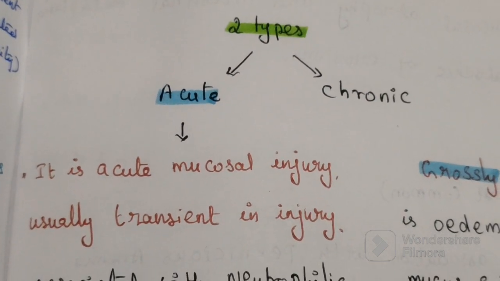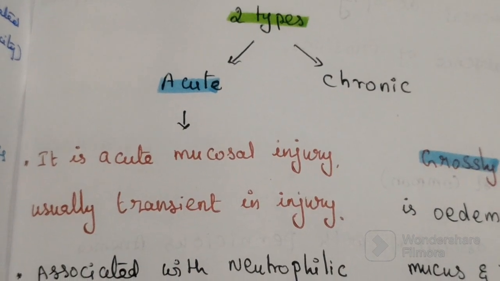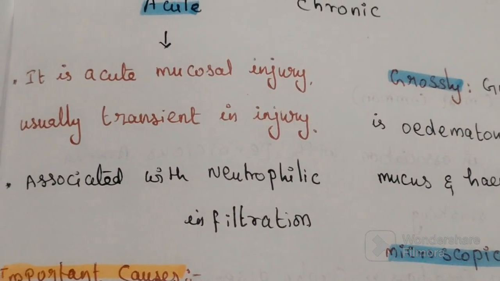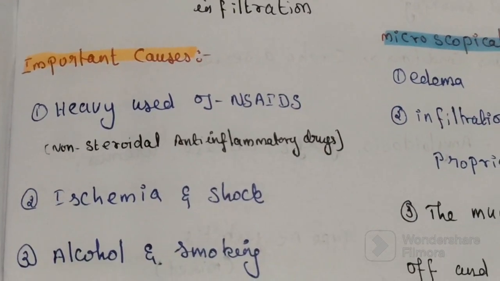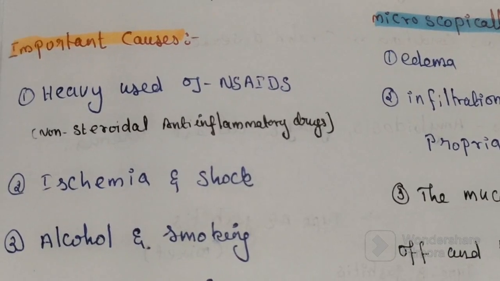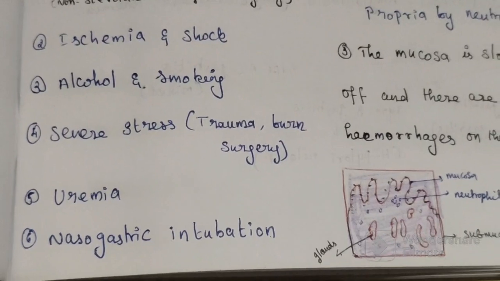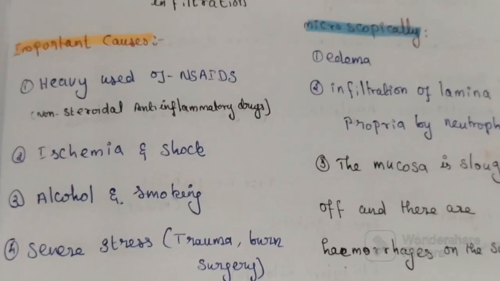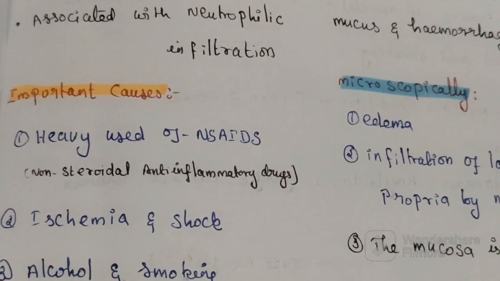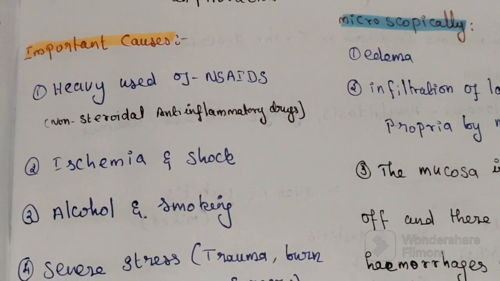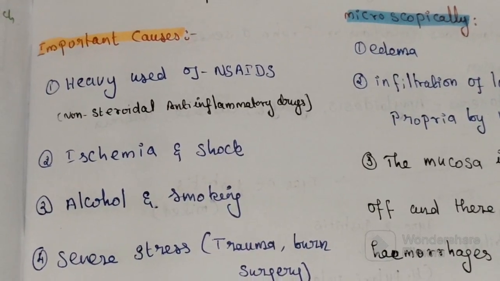Acute gastritis is mucosal injury associated with neutrophilic infiltration. Important causes: heavy use of non-steroidal anti-inflammatory drugs. Others are ischemia, alcohol, severe stress, uremia, like that. But the main cause is heavy use of non-steroidal anti-inflammatory drugs. If you take too much painkiller, it causes acute gastritis.